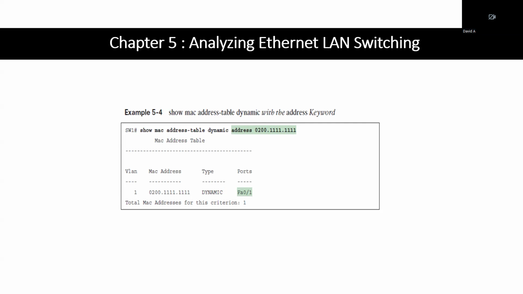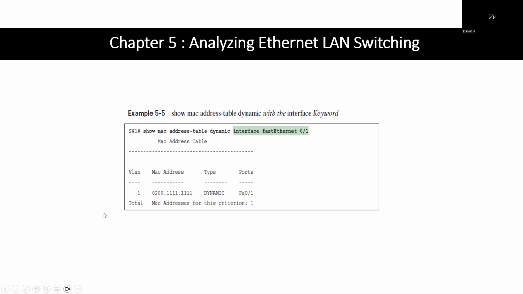First things first, as you can see within the screenshot, we can use show mac address-table dynamic address and then the actual MAC address. If that entry exists, it's going to show us. If we break down this command, it's going to show us the MAC address table, only dynamic entries, and the entry for this MAC address. That's where the address and of course the MAC address comes in.